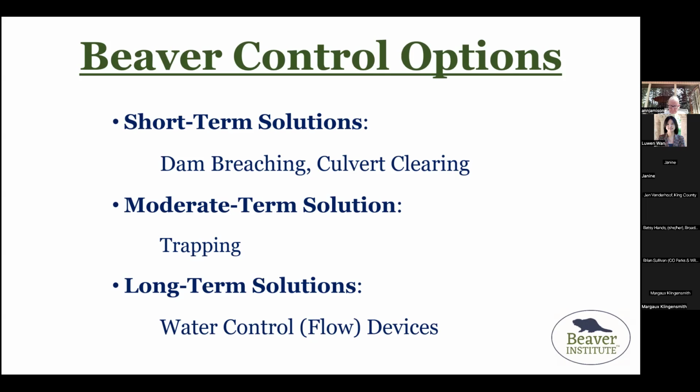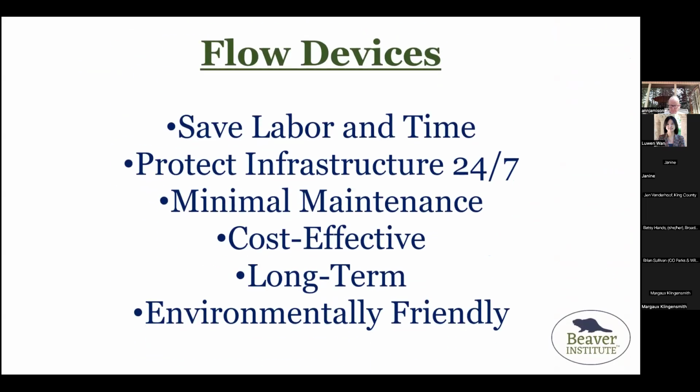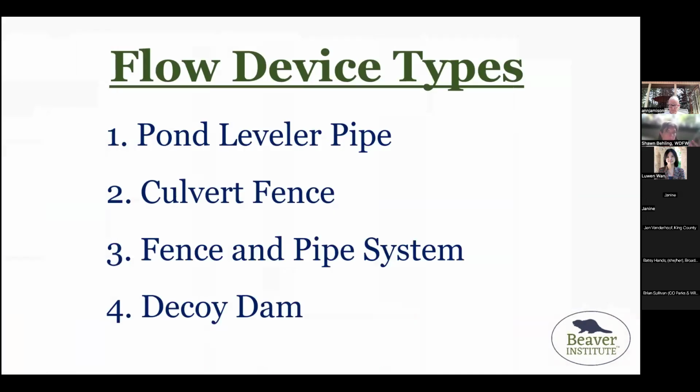So what we're going to spend most of the time on now is talking about long-term solutions with these water control devices to give you a better idea of what's possible. These devices, for a lot of reasons, are the go-to when we have a conflict with beavers. Whether it's saving money long-term or the beneficial environmental effects, there are just a lot of reasons why this would be our first option. So there are different types, but there are four main categories of flow devices that I want to review with you here today.